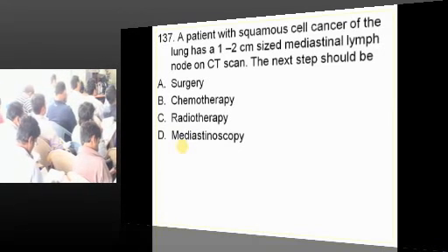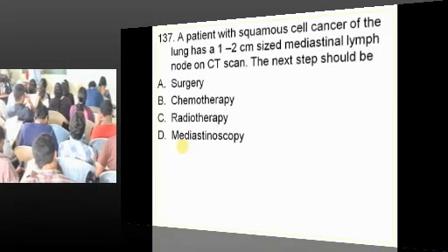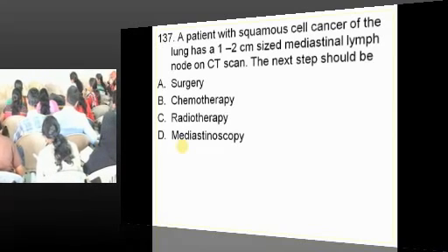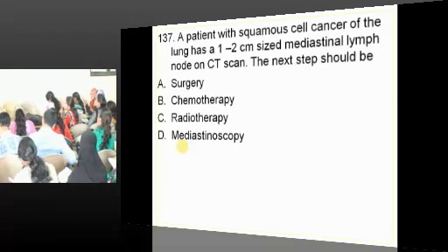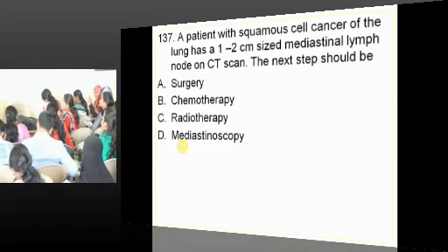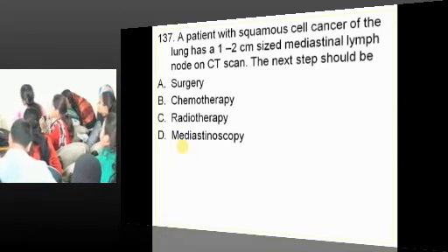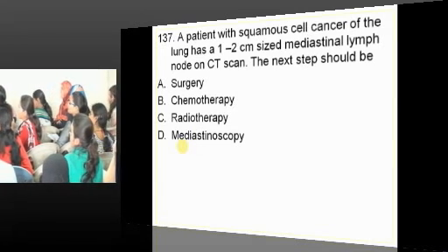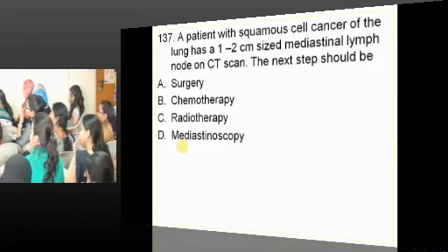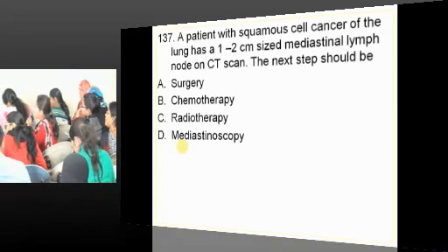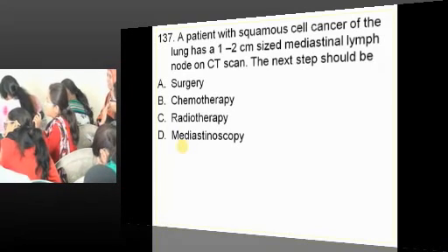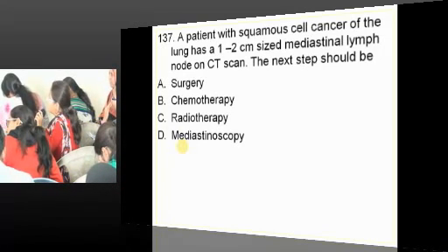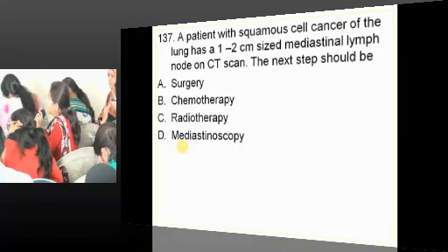Tell me, what do you want to do? Sir, I've read mediastinal lymph node. It's not mentioned whether it is ipsilateral or contralateral. If it is ipsilateral, then it goes into N2. If it is contralateral, then it goes to N3. If N3 is there, it is a contraindication for surgery. So I didn't go for surgery because it's not mentioned. Ultimately, where did you go?